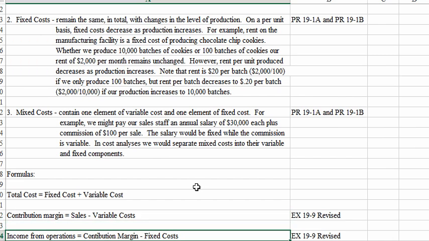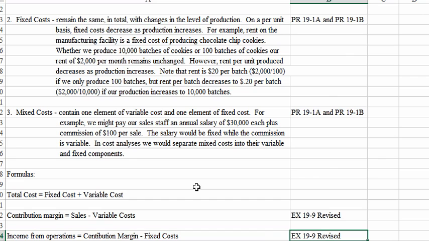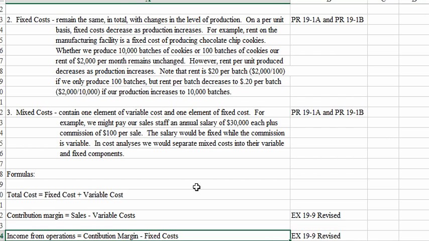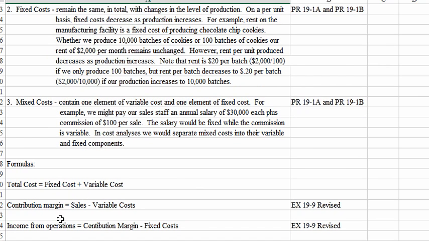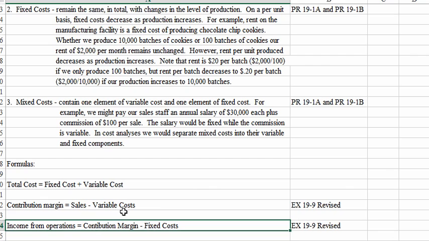And then you'll also, on exercise 19.9, it's a revised version. You'll use the information given in the book, but you'll answer questions on the template that I give you. You'll also calculate income from operations, which is really sales minus variable cost and fixed cost, or I worded it here, contribution margin minus fixed cost.